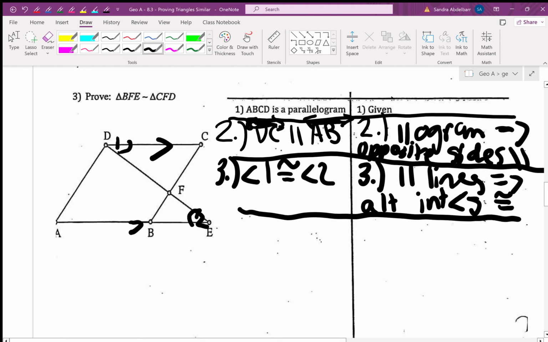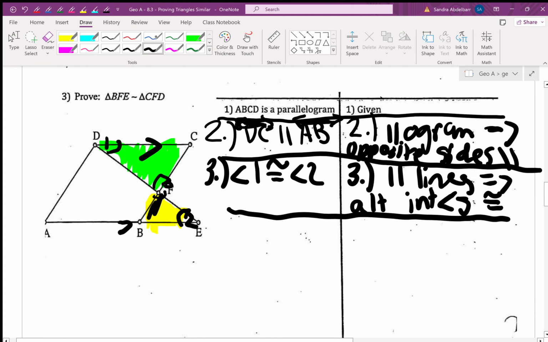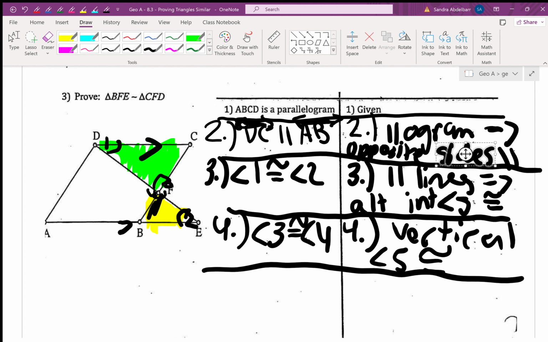And then, wait, I forget what I said. Oh yeah, because I'm trying to prove this big triangle with the little one. You're trying to prove triangle BFE. We're trying to prove triangle BFE similar to DCF. So those two triangles are similar. You already have one angle. All you need is one. Oh, wait, aren't those vertical angles? There you go, you got it. So that's angle 3 and 4. And then they're similar because angle.